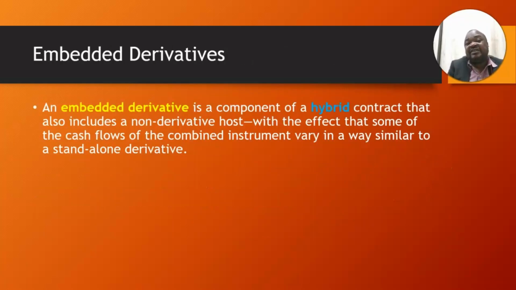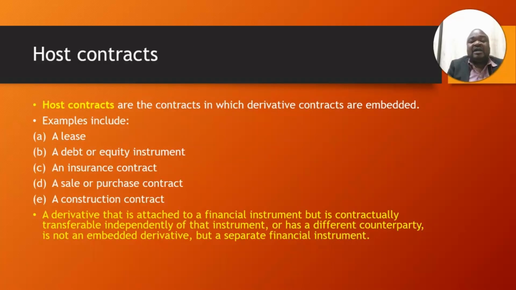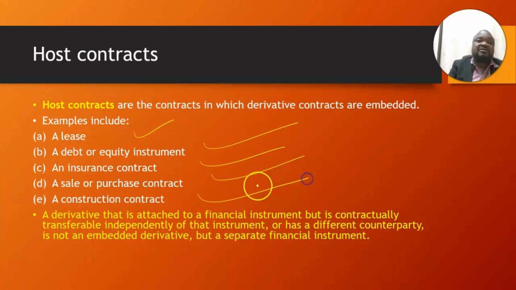Embedded derivatives. An embedded derivative is a component of a hybrid contract that also includes a non-derivative host, with the effect that some of the cash flows of the combined instrument vary in a way similar to a standalone derivative. What are host contracts? Host contracts are the contracts in which derivative contracts are embedded. Examples include a lease contract, a debt or equity instrument, an insurance contract, a sale or purchase contract, a construction contract. A derivative that is attached to a financial instrument but is contractually transferable independently of that instrument or has a different counterpart is not an embedded derivative but a separate financial instrument.